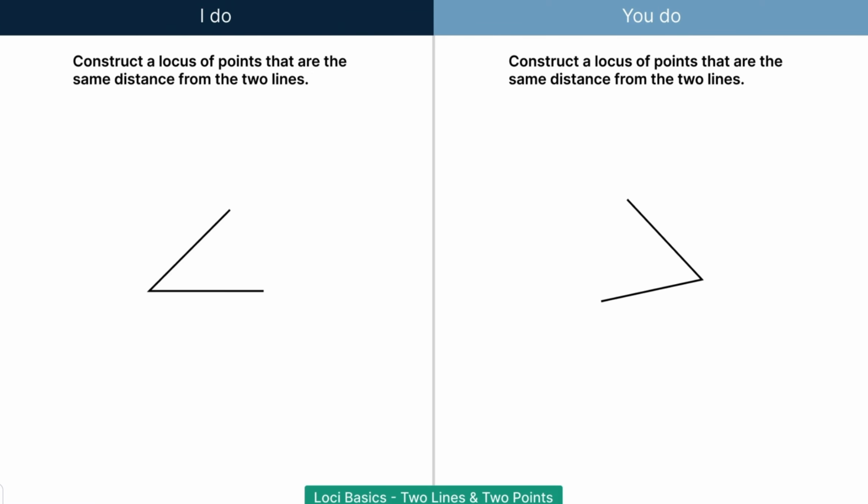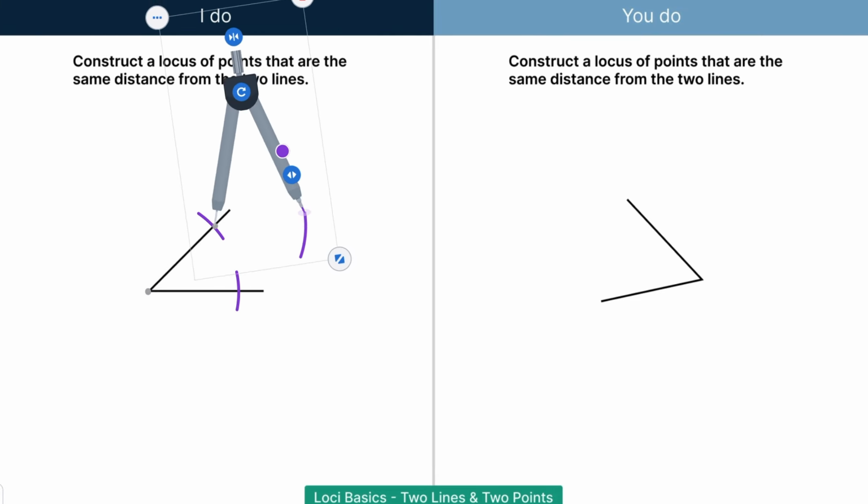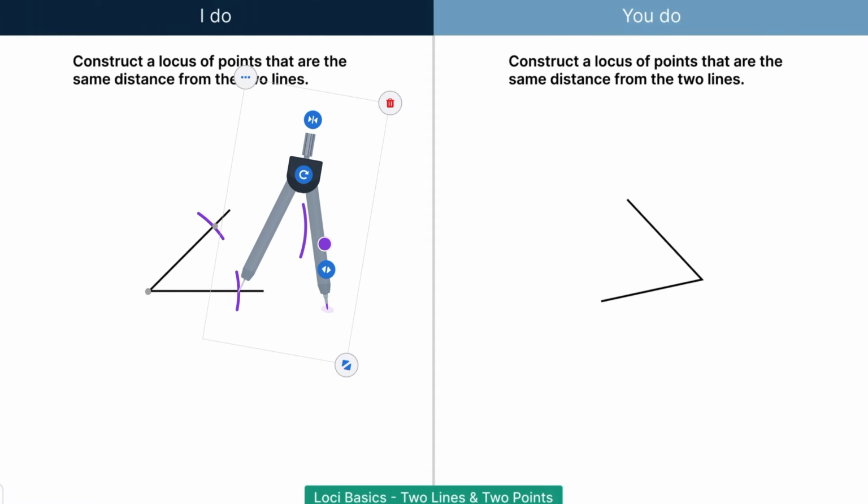So moving on, now it's saying construct a locus of points that are the same distance from the two lines. Now to do this, you just have to bisect the angle essentially. So the way you do that is you just need your compass for this. You don't even need a ruler. Let me just make this a bit bigger. So if I put my compass there, I'm going to rotate it and mark a point on here. And then I'm going to rotate it and mark a point on here. And then from the markings, I'm going to do the exact same thing. Draw a curve there from this marking.